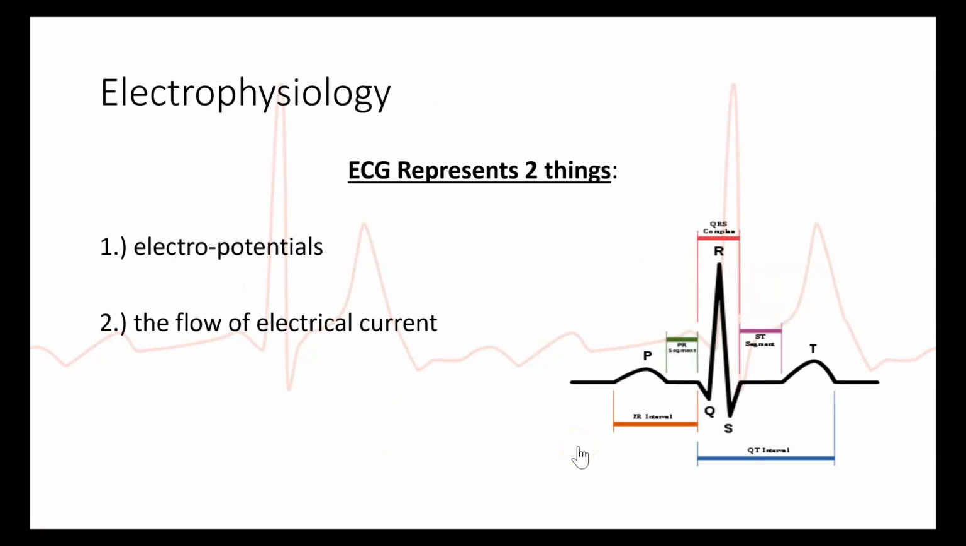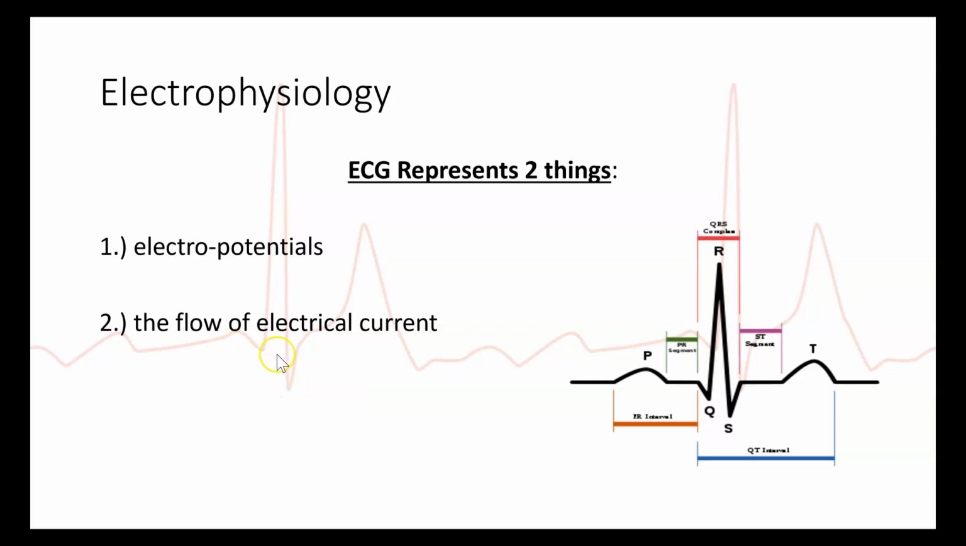Okay, so now that we did our intro to the heart and our intro to the systemic and venous side of circulation, we are going to get into electrophysiology of the heart. Okay, so let's move into that. And here is what's called an ECG, right? An electrocardiogram, and an electrocardiogram represents 2 things. 1, electropotentials, and 2, the flow of electrical current.